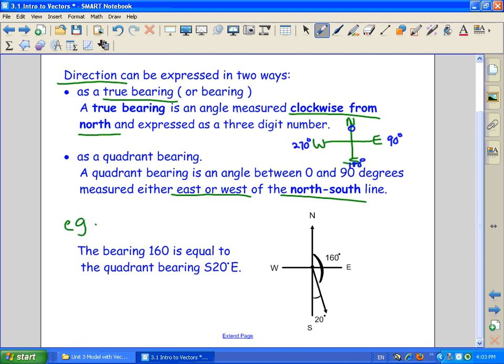Okay, the bearing is 160 degrees. So from my north, I start here at 0 degrees. I move my arrow to 160 degrees. Remember, east is 90 degrees, so it's got to be greater than that. And south is 180 degrees. So the difference between those two angles is 20 degrees. Okay? And if we start with that, that's a bearing of 160 degrees.